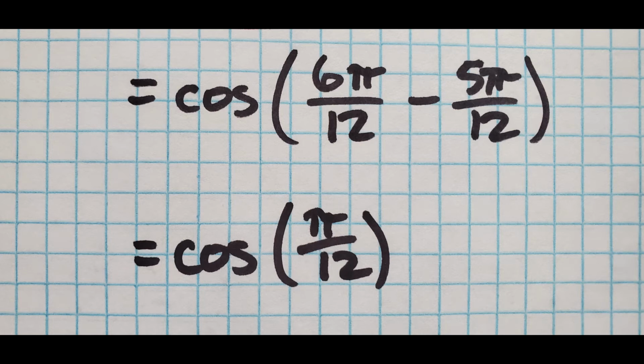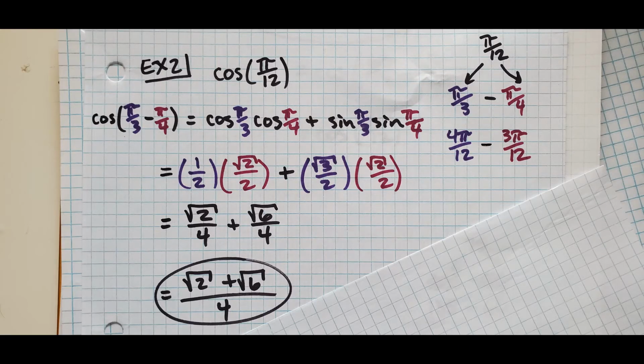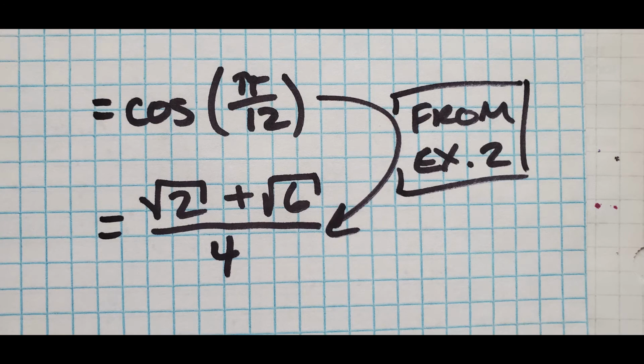It says to do this in the exact formula. So we come over here, cosine of pi over 12. We just did this whole thing. This was example 2. And we found out at the very end we got pi over 2 plus pi over 6 over 4. So we're just going to say, hey, I already did all this work from example 2, and this is what I got.